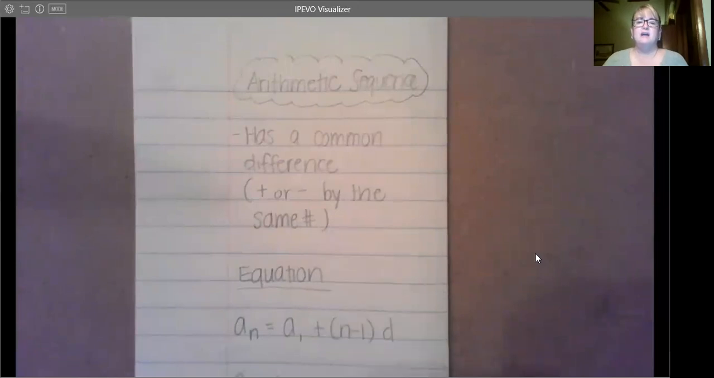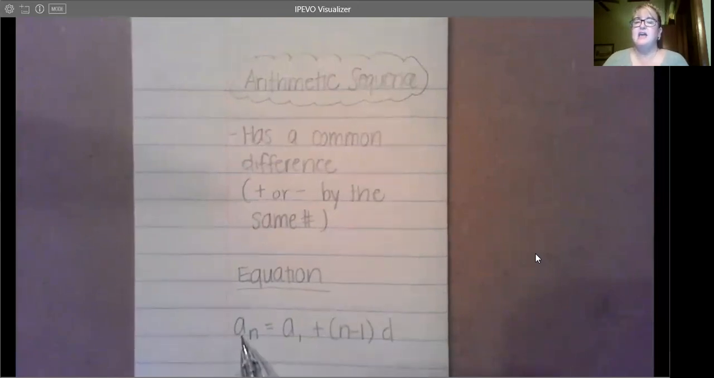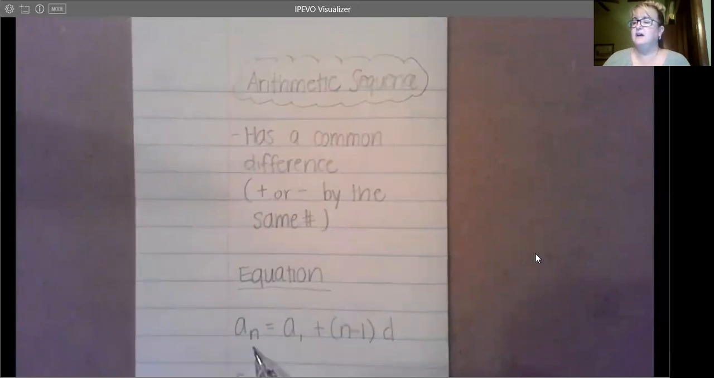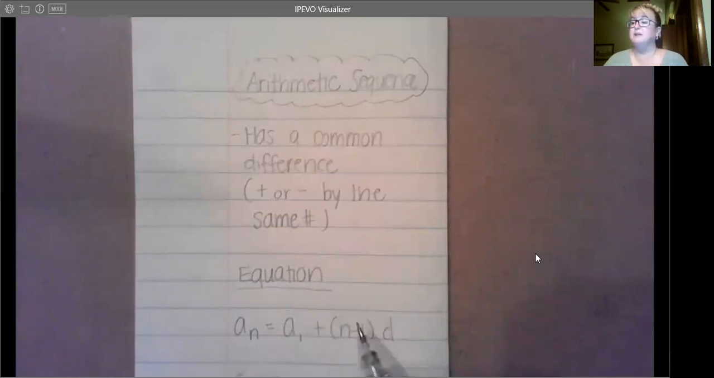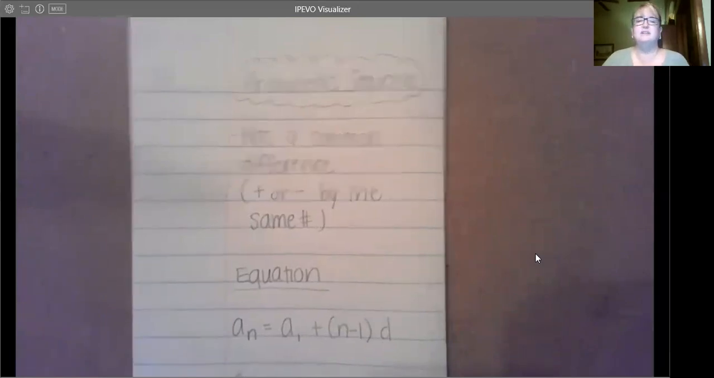And if you recall, there's an equation: a sub n, which means whatever term this is, is equal to a sub 1 plus n minus 1 times d. A sub 1 is the first term, and d is the common difference. So what you need to be able to write an equation, remember we did this months ago, is the first term and the common difference, and then you put that in there, and that will give you the equation for that arithmetic sequence. So let's look at this.